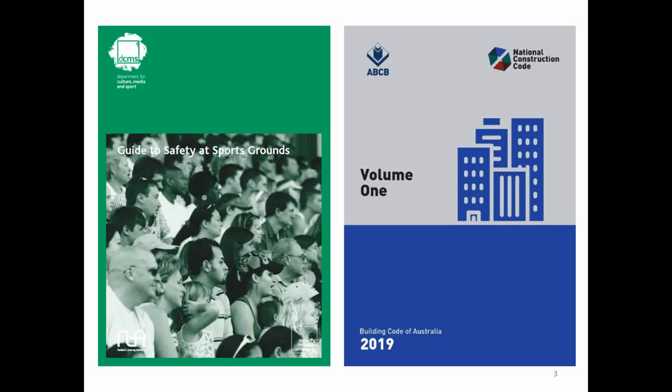The documents we'll be looking at will be these two today. So the one on the left is the Guide to Safety at Sports Grounds, which is also called the Green Guide. This is an international document which I've spoken about before, and a copy of which is on the Canvas site. And also we'll be looking at the National Construction Code, which is also known as the Building Code of Australia, the BCA.